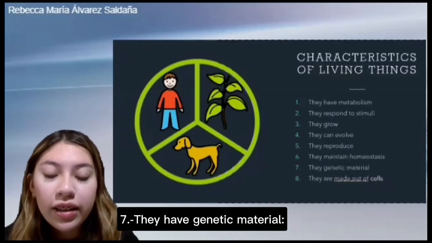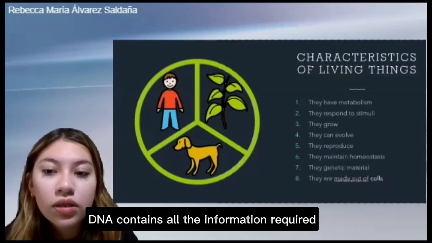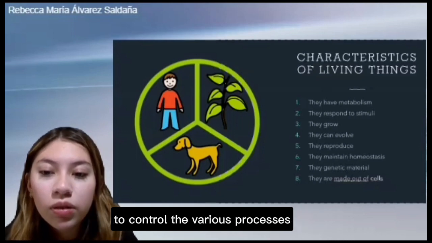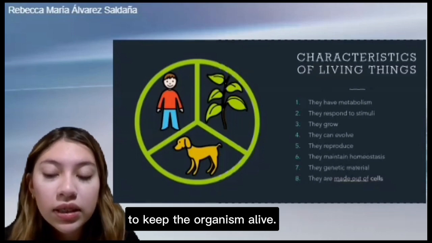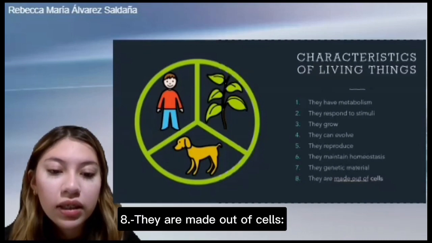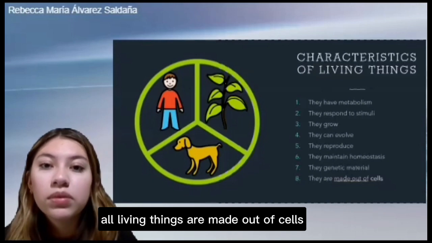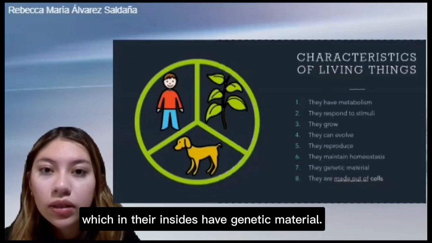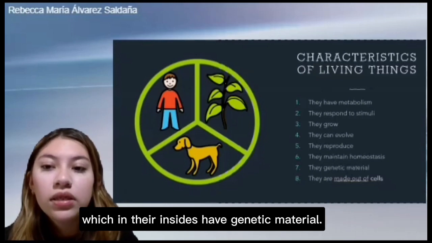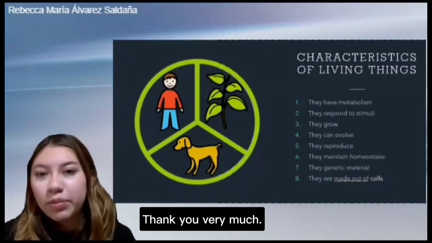7. They have genetic material. The DNA contains all the information required to control the various processes that keep the organisms alive. 8. They are made out of cells. All organisms are made out of cells, which have genetic material inside them. Thank you very much.